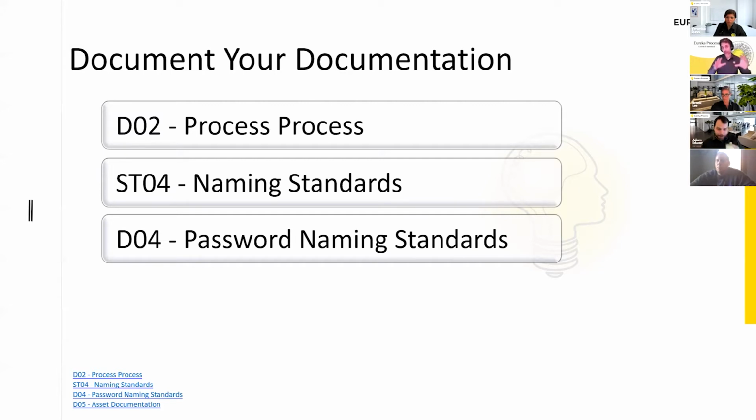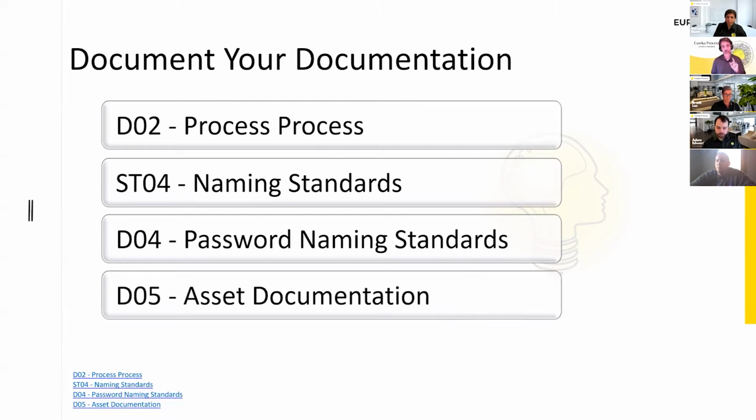Those 3 SOPs are actually going to be the topic of next month's webinar, because this month we're going to talk about a document that we happen to have called D05, D for documentation, 5th document we wrote, on asset documentation, where we store everything we know in our company about the assets we document.